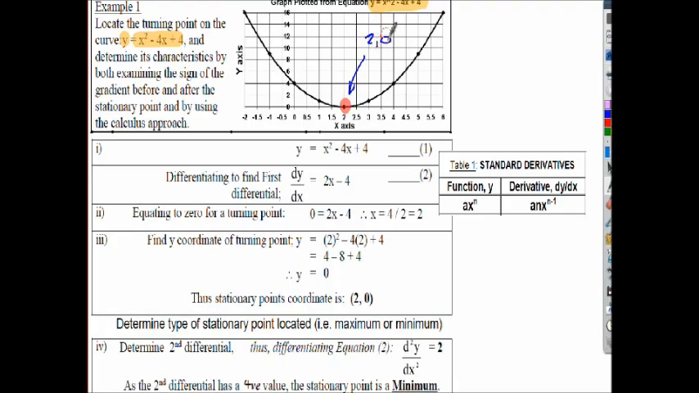So (2, 0) is the minimum turning point in this particular case. Okay, so I can see that. What I'm going to try and do is prove that using this method of differentiation.